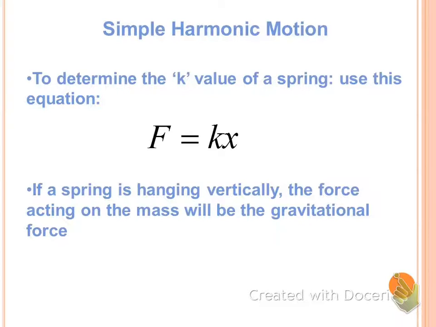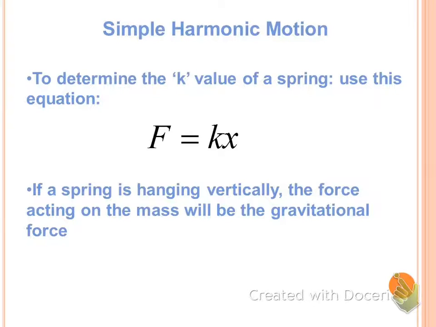So if a spring is hanging vertically, the force acting on the mass will just be the gravitational force. That's something that we have to think about. If the system is not vertical, then in order to displace this object, we have to push it or pull it, right? That's what a force is. So then we would just look at what the applied force is. But if it's vertical, then we're going to be looking at the gravitational force that's going to pull it down. Force is always measured in newtons.